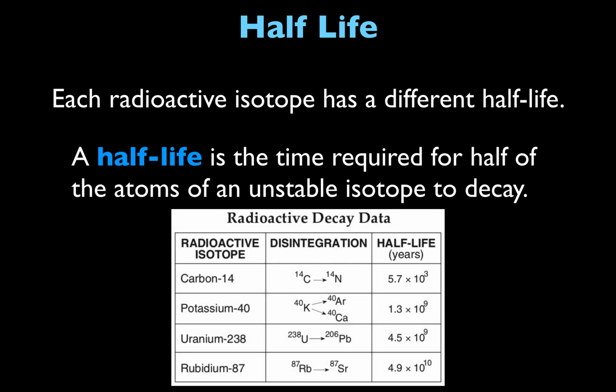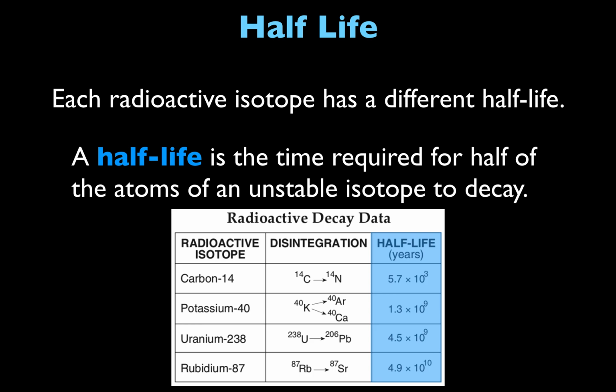On the front cover of the Earth Science Reference Table, you should see this chart, radioactive decay data. We have examples of 4 different radioactive isotopes: carbon-14, potassium-40, uranium-238, and rubidium-87. Each one of these radioactive isotopes has a different half-life. And again, the half-life is how long it takes for that isotope to break down by half.